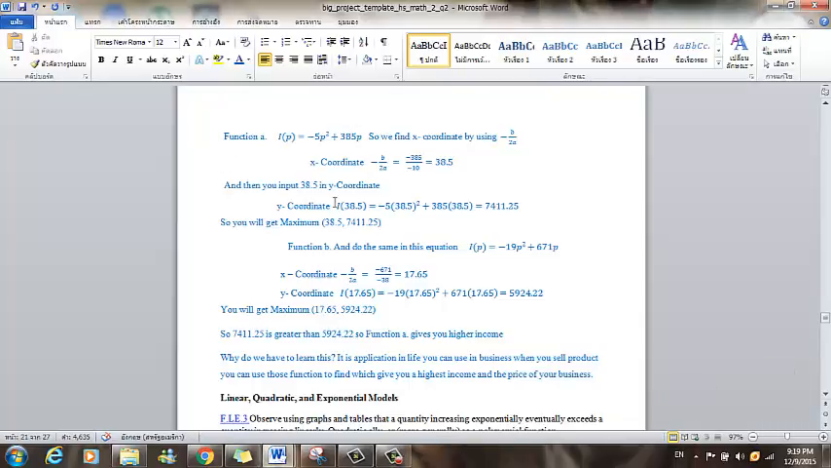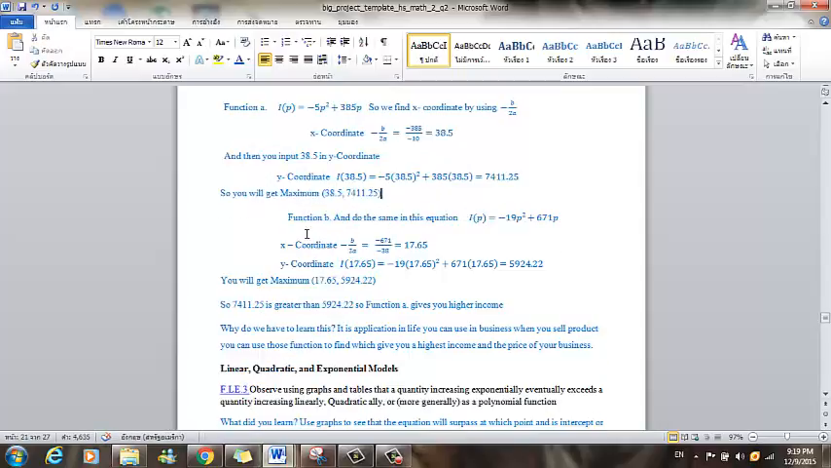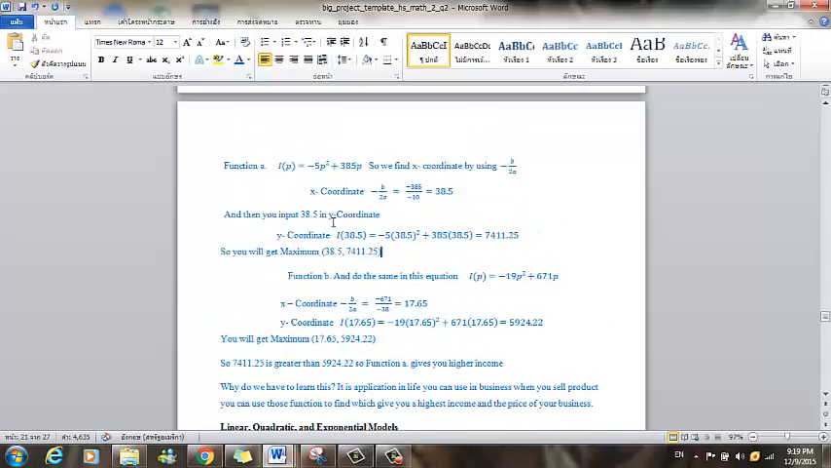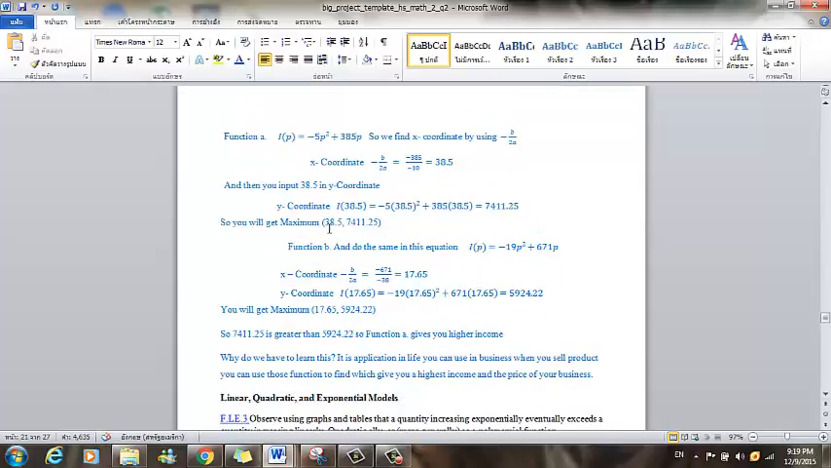Sorry for my mistake. This is x and this is y that we find. So for function b, we already found function a, right? Now we move to function b, and it's the same. We use the same equation.